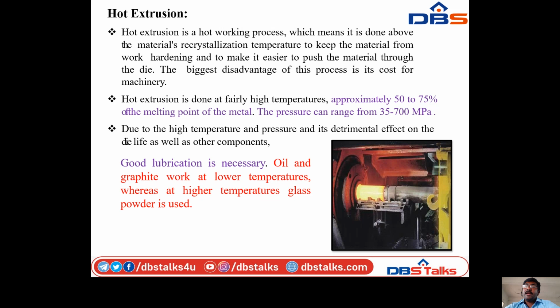Hot extrusion is done at fairly high temperatures, approximately 50 to 75% of the melting point of the metal. The pressure can range from 35 to 700 megapascals. Due to the high temperature and pressure and their detrimental effects on the life of the die as well as other components, good lubrication is necessary. Oil and graphite work at low temperatures, whereas at high temperature, glass powder is used.